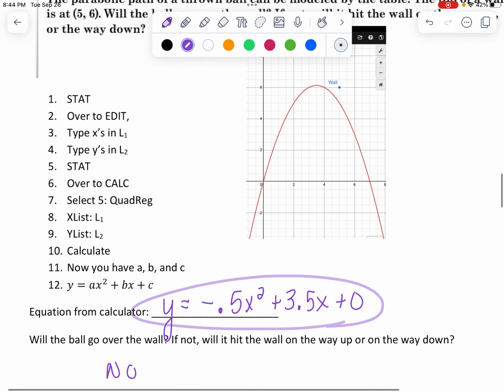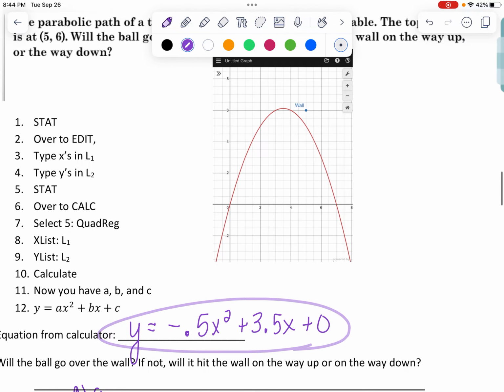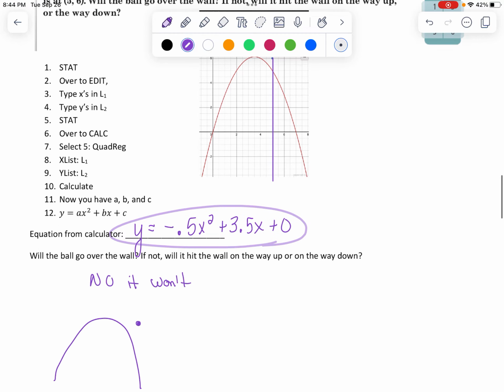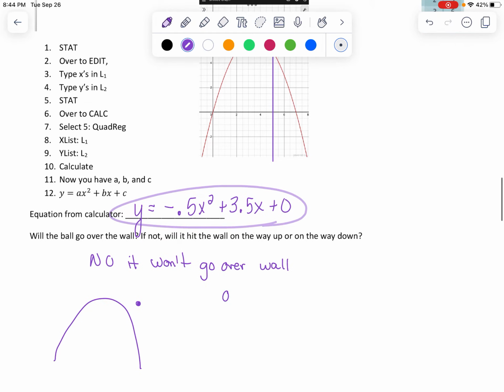Okay, now that I have this picture, is it going to hit the wall on the way up or on the way down? So there's the wall right there. See that purple line? That's the wall. So it's going to hit it on its way down. So no, it won't hit it. What was the question? Will it go over the wall? Sorry. It won't go over the wall. And when it hits it, it's going to hit it on its way down.